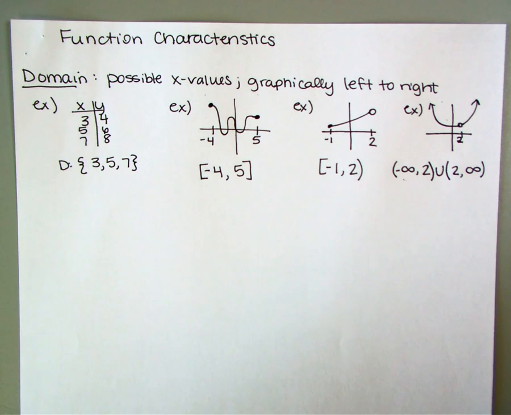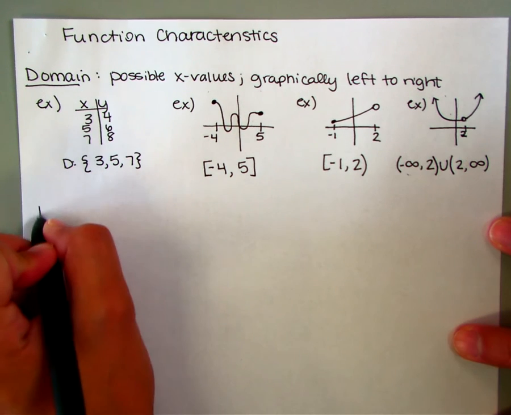So that's kind of funky. A lot of parabolas just go from -infinity to positive infinity. Lots of functions do that, and that just means all real numbers. It exists everywhere.